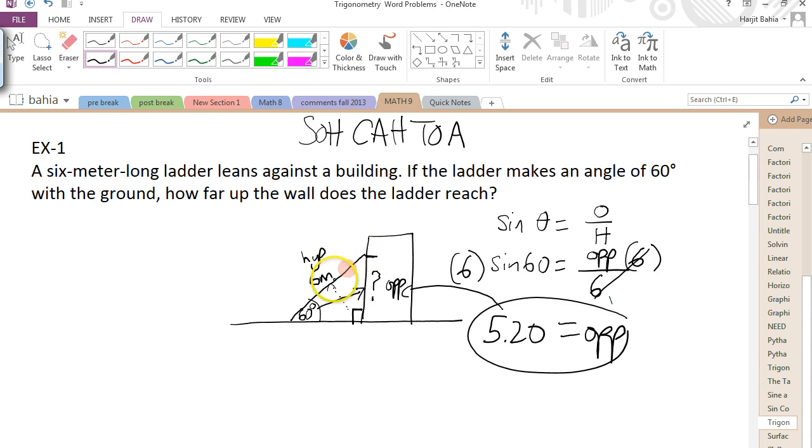See, it's just drawing a diagram. I know it's messy, sorry. Finding the right angle triangle, and then doing your thing. Sohcahtoaing it. It's not that hard. Really.